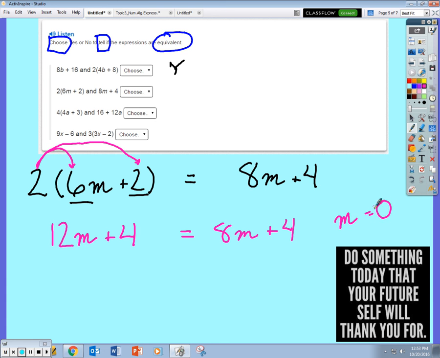We'll go with our favorite, 0. Well, put a 0 in. 12 times 0 is 0. 0 plus 4 is 4. That works. 8 times 0 is 0. 0 plus 4 is 4. Hey, they're equal too. But I always want to try more than just one time.